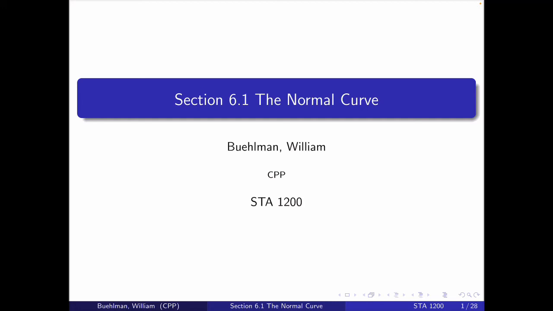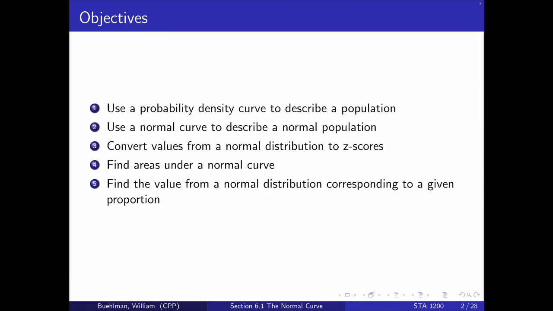I'm your instructor William Buellman, and today we are covering section 6.1, the normal curve. Our objectives for today are use a probability density curve to describe a population, use a normal curve to describe a population, convert values from a normal distribution to z-scores, find areas under a normal curve, and find the value from a normal distribution corresponding to a given proportion.